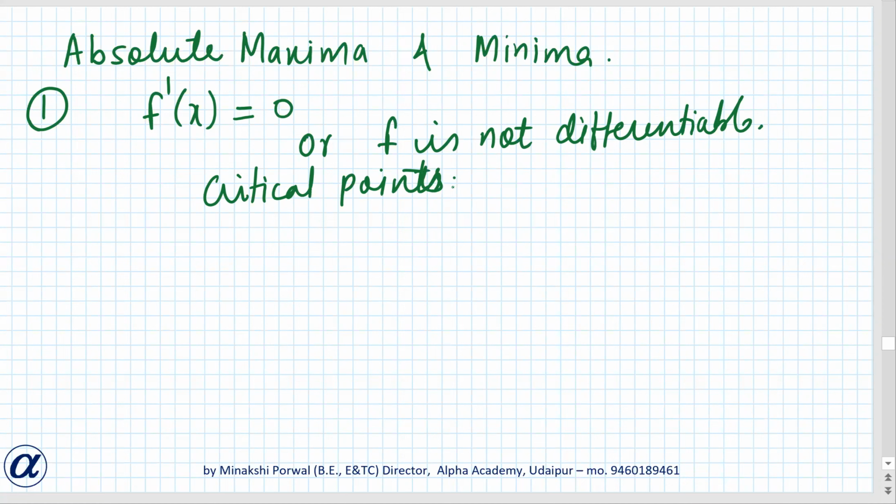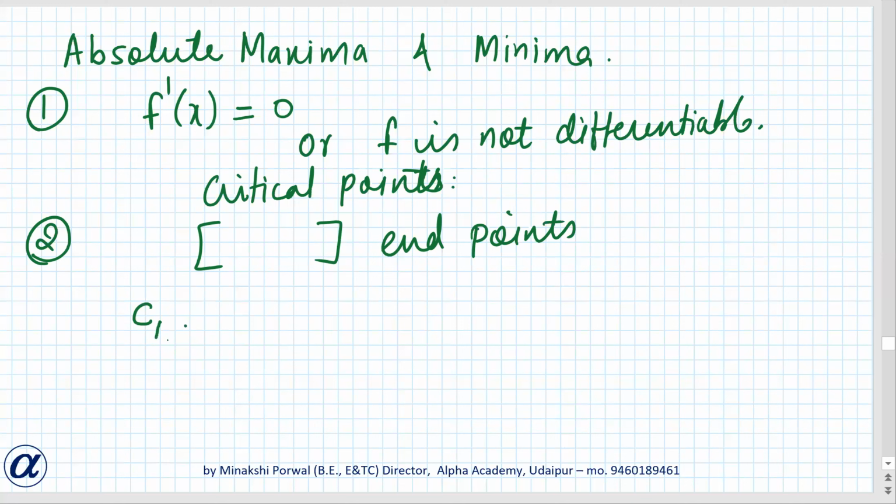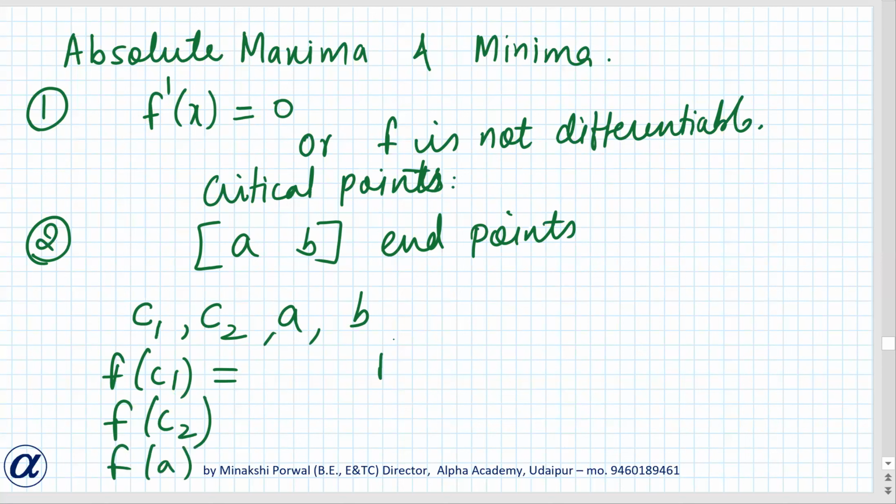Now, for finding absolute maxima and minima, some closed interval endpoints will be given. So we'll note all these points. Suppose you count two critical points, C1 and C2, and certain endpoints, suppose A and B. We'll find the value of the function at all these points. Where the function has the minimum value, that will be the absolute minima, and where it has the maximum value, that will be the absolute maxima. The points corresponding to that will be the points where it has absolute maxima or minima.